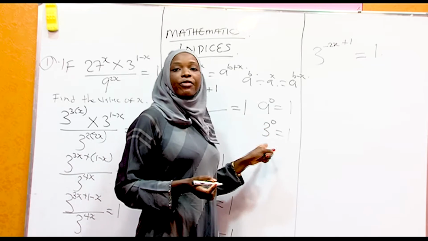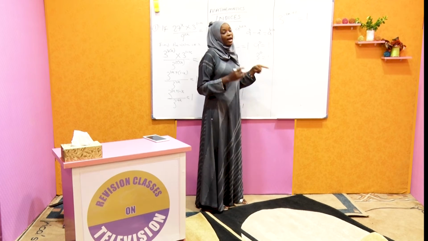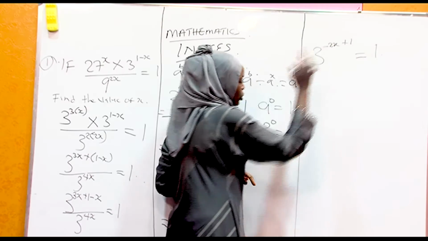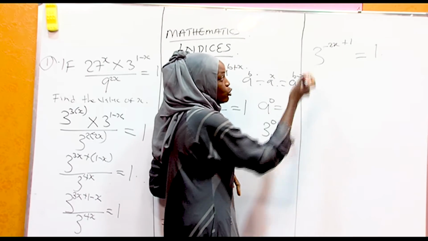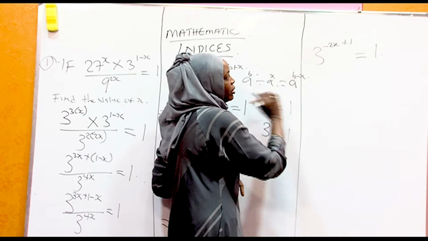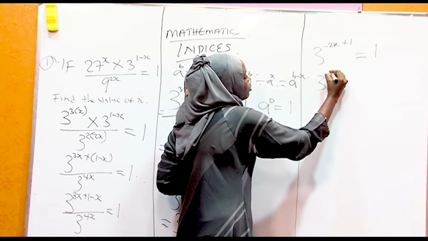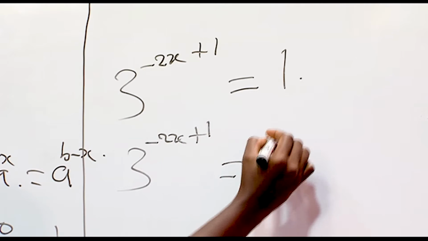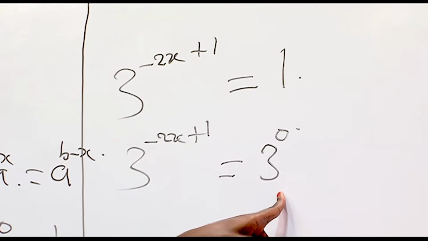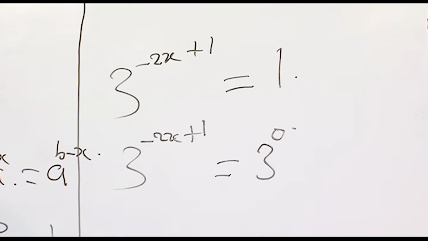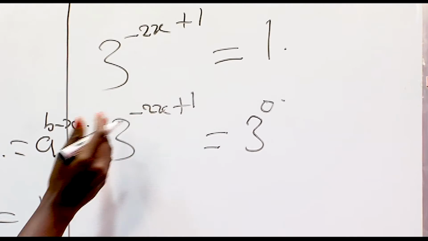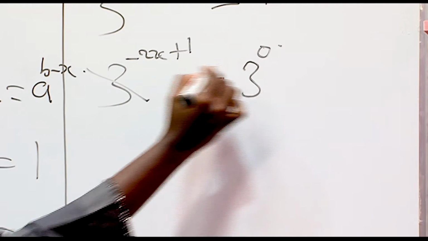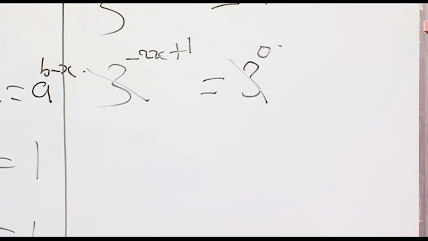If I use this 3 raised to power 0 to replace my 1, I have not committed any crime. Instead of writing 1, you replace it with 3 raised to power 0 so as to be in the same base with this 3. So I have 3 raised to power minus 2x plus 1 equals 3 raised to power 0. You see, I've replaced the 1 with 3 raised to power 0. Now, we know that they are in the same base. The next thing is, if they are in the same base, you equate their powers.